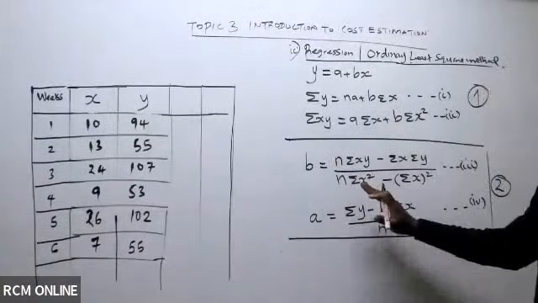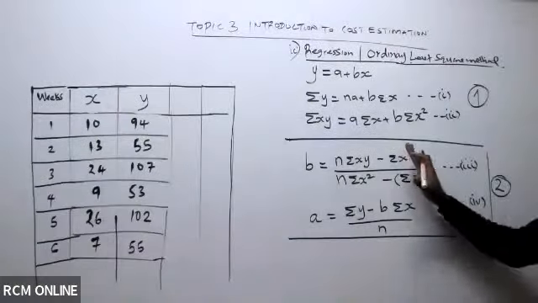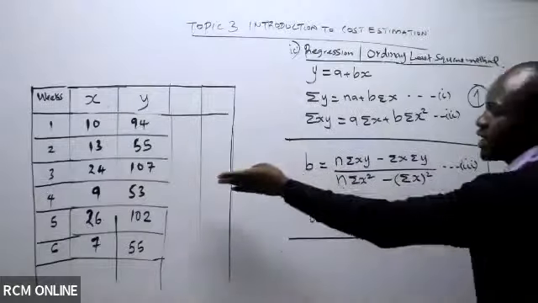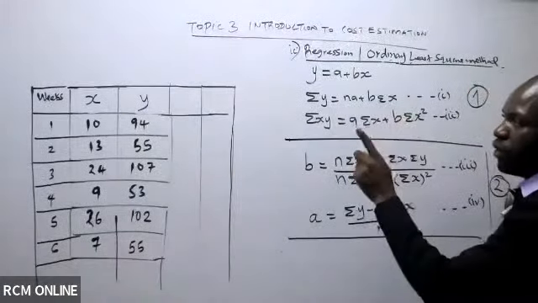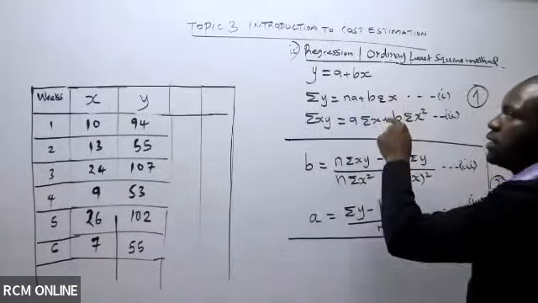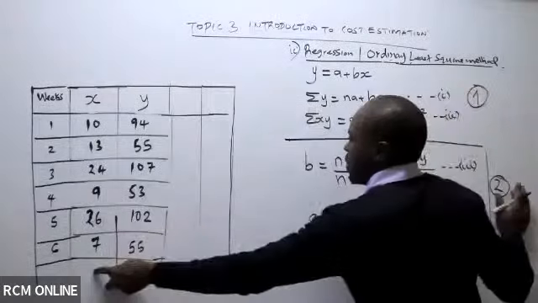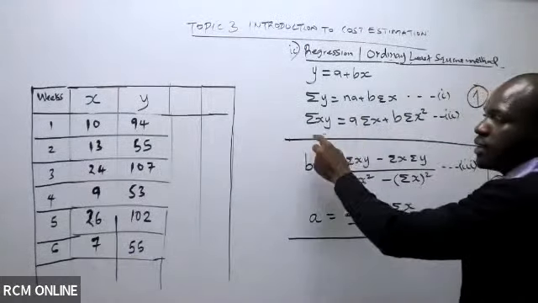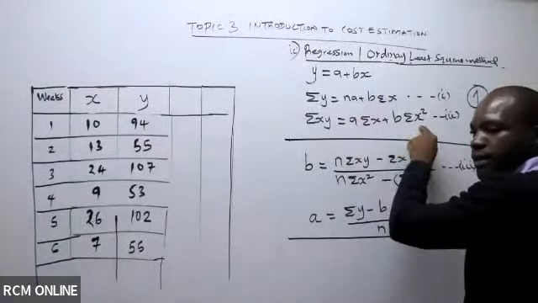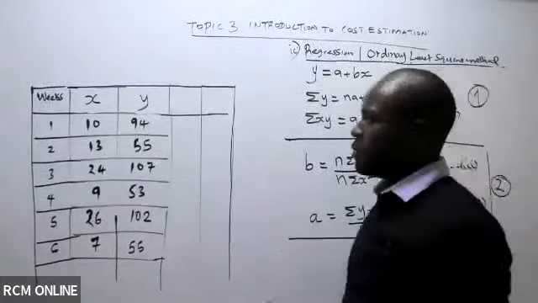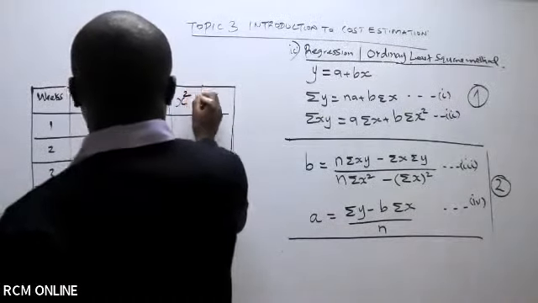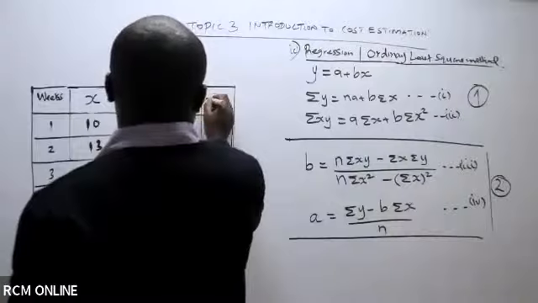You can clearly see in this particular formula, what you need is very simple. I don't need this extra column. I only need to get the value of summation of y. You add everything here. I need summation of x. I add everything here. The second one, I need summation of xy. I need summation of x squared. So I'll come here and bring in the third column, x squared. I will come here and bring in the fourth column, xy.